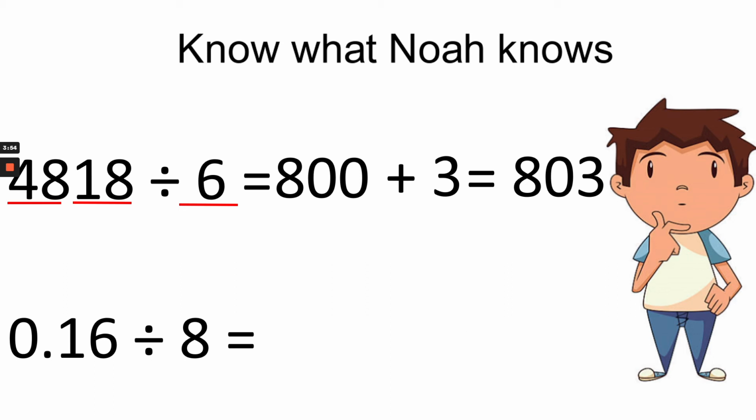Moving on to the next one. I have 0.16 divided by 8. I'm going to use the related fact of 16 divided by 8, which is equal to 2. But I've got 0.16, so I need to make my answer 100 times smaller to 0.02. Well done if you got both of those Year 6.